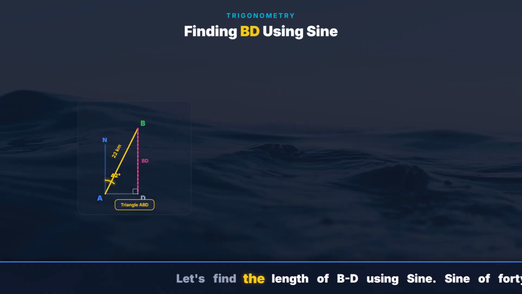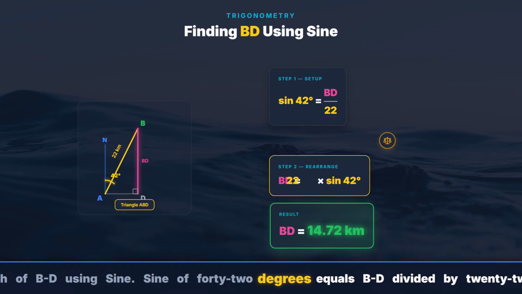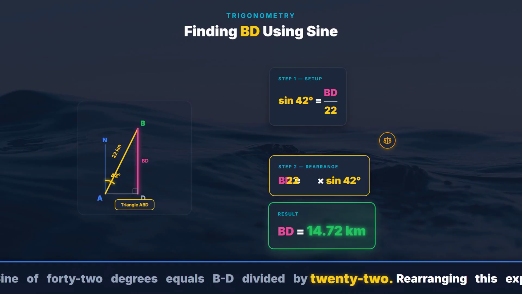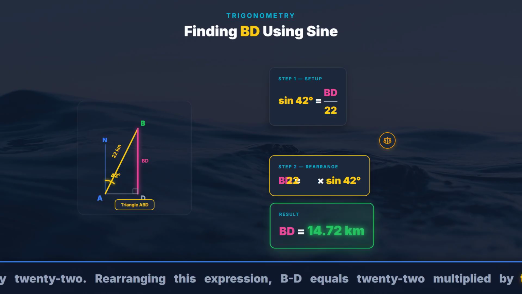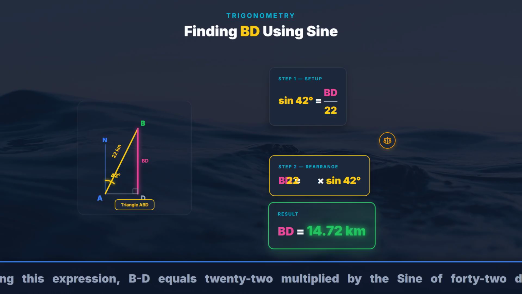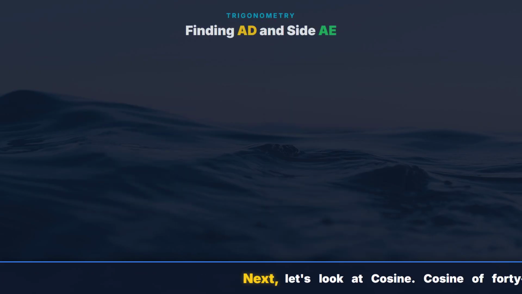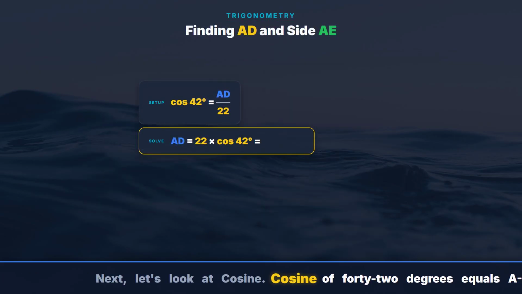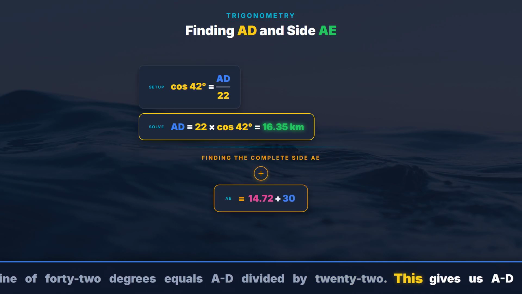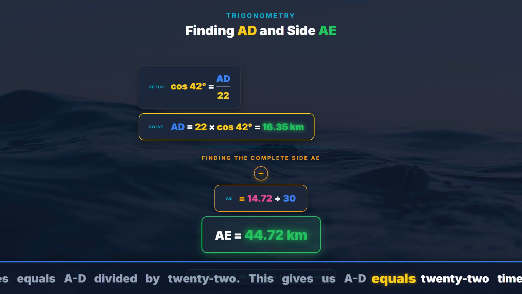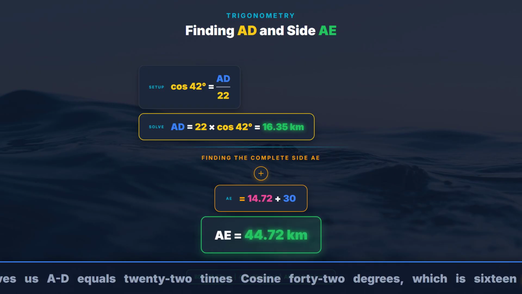Let's find the length of BD using sine. Sine of 42 degrees equals BD divided by 22. Rearranging this expression, BD equals 22 multiplied by the sine of 42 degrees, which calculates out to 14.72 kilometers. Next, let's look at cosine. Cosine of 42 degrees equals AD divided by 22. This gives us AD equals 22 times cosine 42 degrees, which is 16.35 kilometers.